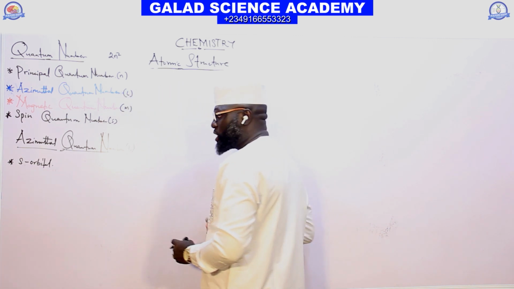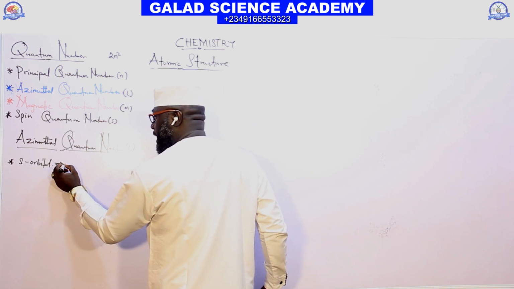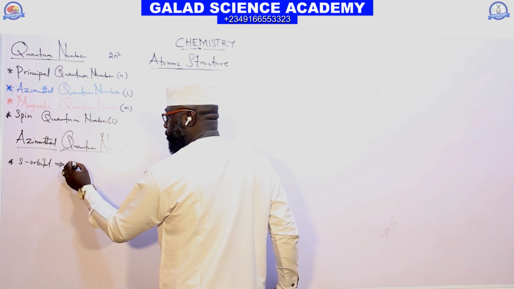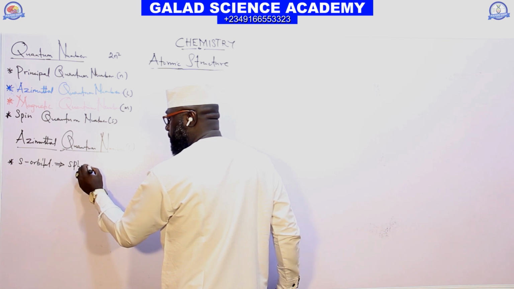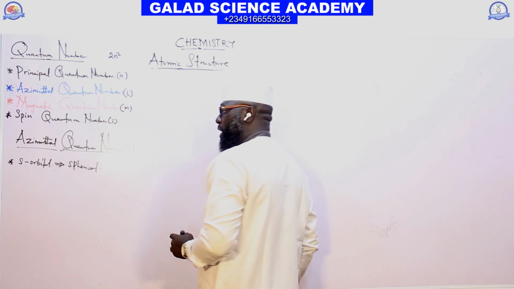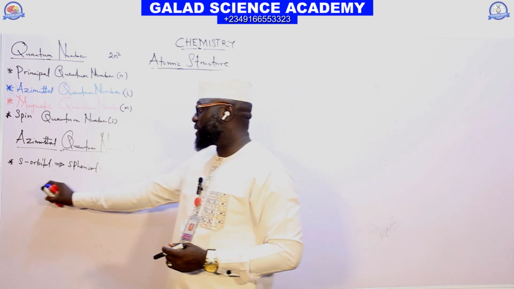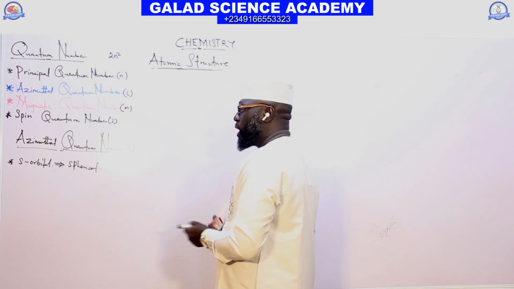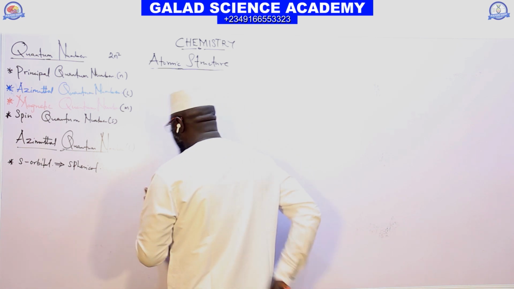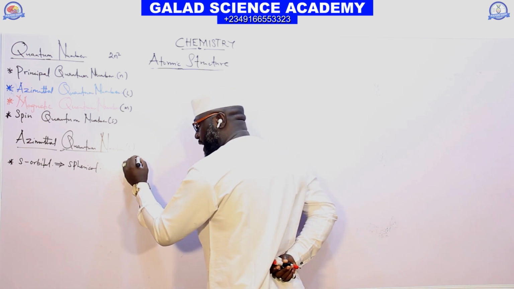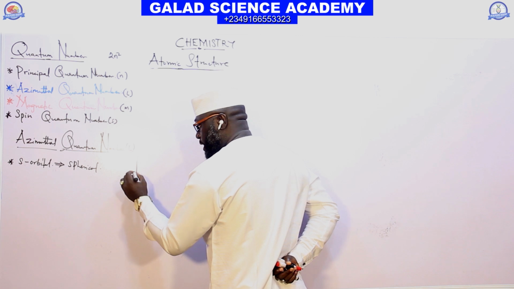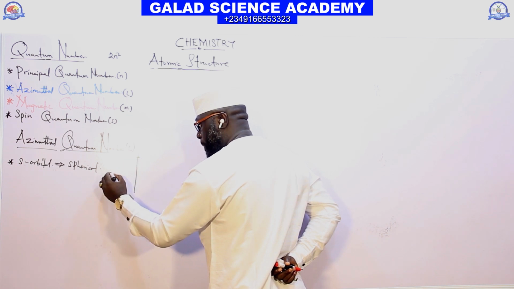And it tells us that the shape of S orbital is spherical. Spherical shape. So the shape of S orbital is spherical shape. And the shape of S orbital looks like this in 3 dimensions.